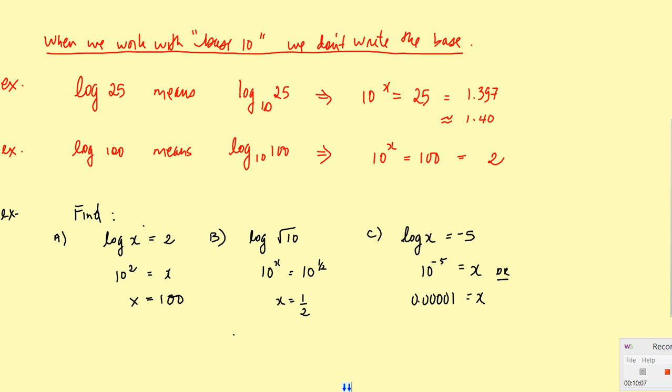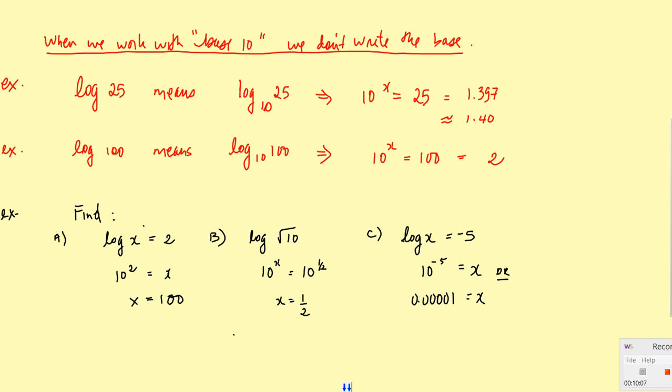All right. So when we work with base 10, we usually do not write the base down. So when I write down log of 25, that really means log base 10 of 25, which written as an exponent would mean 10 raised to the power of x gives me 25. And if I write log of 100, that really means log base 10 of 100, which if I rewrite again as an exponent, it would be 10 raised to the power of what will give me 100, and that value would be 2.